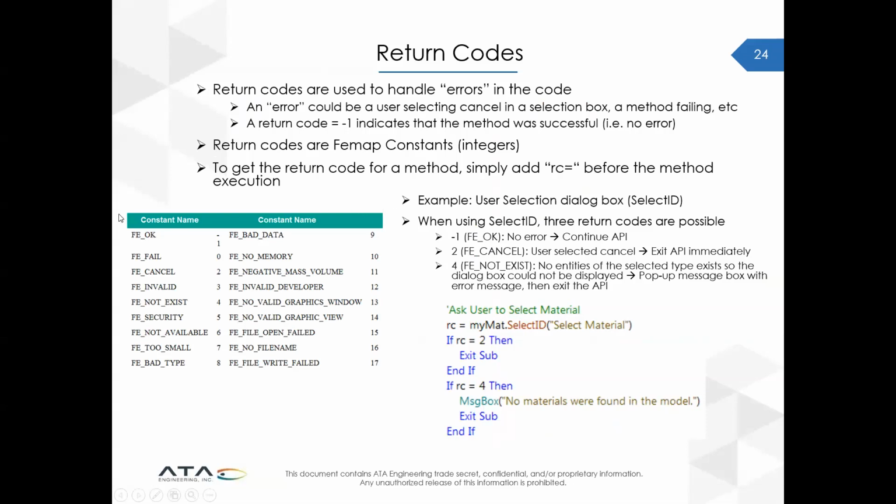A list of all the return codes is in this table on the left. You can get that from the Femap constants page, again, in the help guide. And for select ID, there are 3 options. If it spits out -1, like anything else, it's okay. Everything worked, we're good to go. So keep going through the code. If it gets a 2, that means the user pressed cancel. So usually you'd want to exit the API immediately.